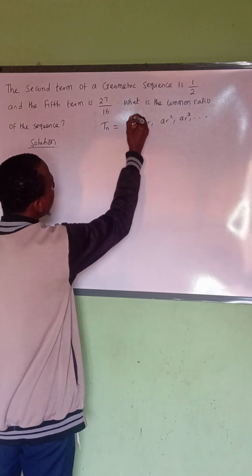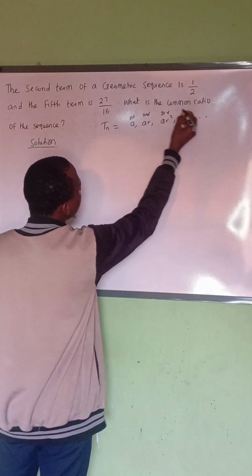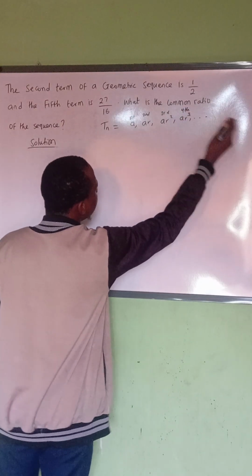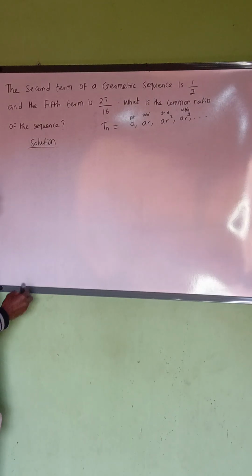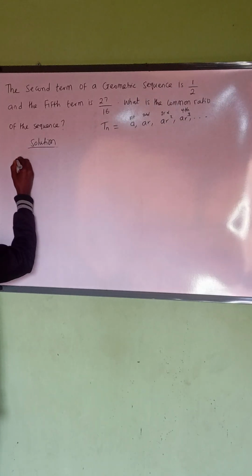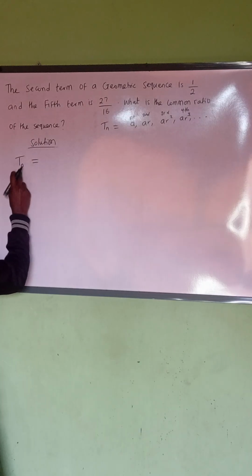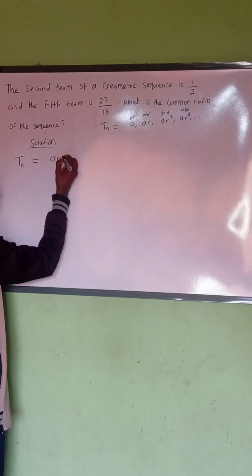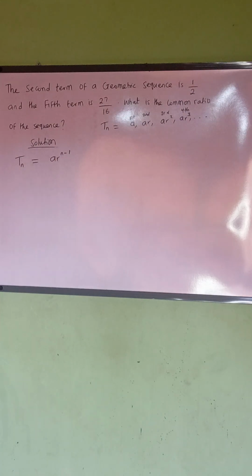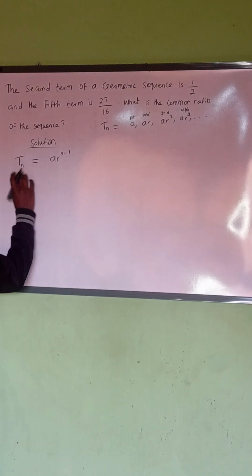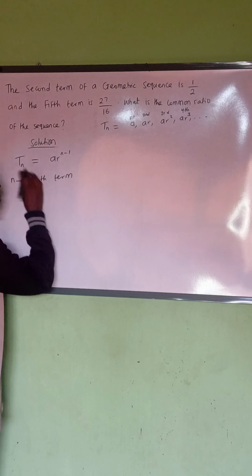Now, this is our first term. This is our second term. This is our third term. This is our fourth term. And it still continues. Now, this particular question is talking about the second term of a geometric sequence being 1 over 2. The general formula to calculate the n-th term of a geometric sequence is T of n equal to AR raised to power n minus 1. This is the general formula for a geometric progression.